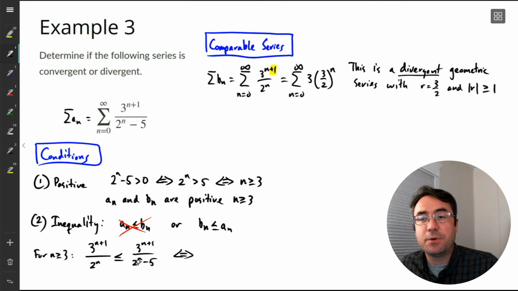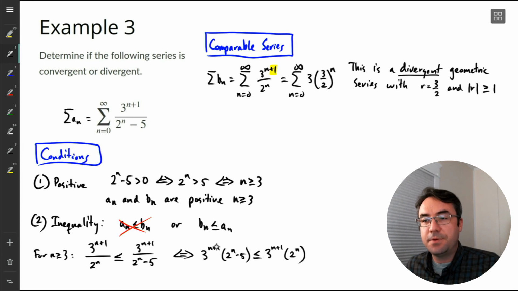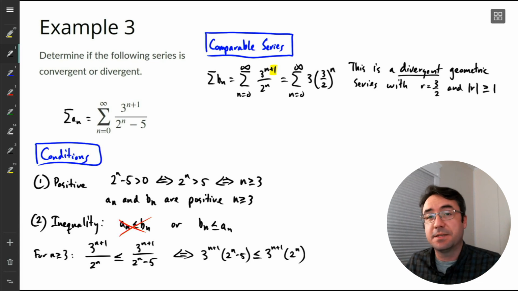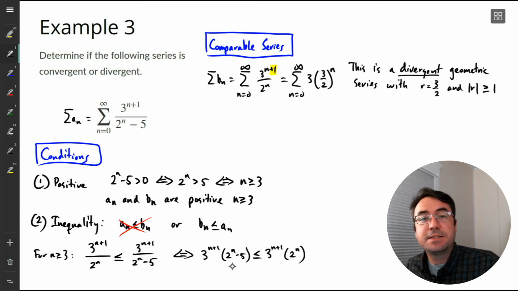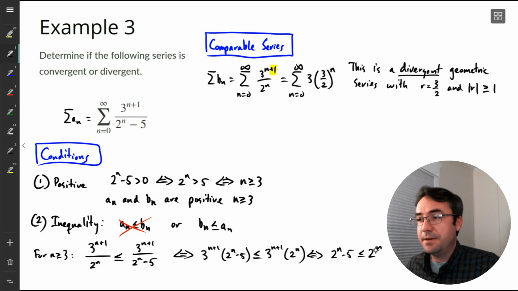We can also multiply both sides of the inequality by 2 to the n minus 5, because we know when n is greater than 3, that's a positive value. So we get 3 to the n plus 1 times 2 to the n minus 5 is less than or equal to 3 to the n plus 1 times 2 to the n. And the 3 to the n plus 1s would just cancel. We could divide both sides by that because it's a positive, and dividing by a positive number doesn't change the inequality. So we have 2 to the n minus 5 is less than or equal to 2 to the n.